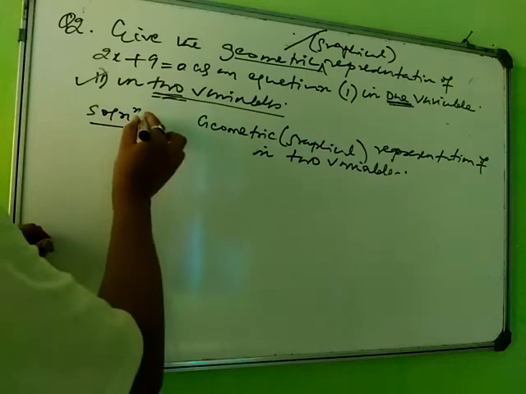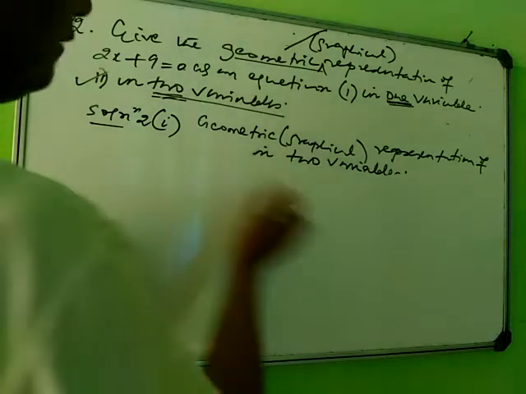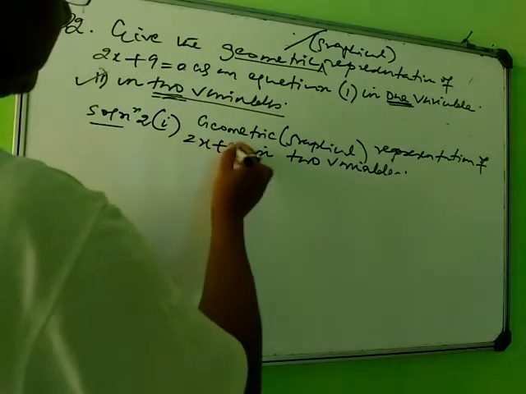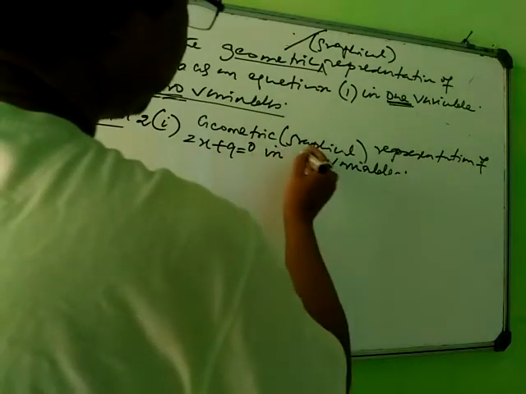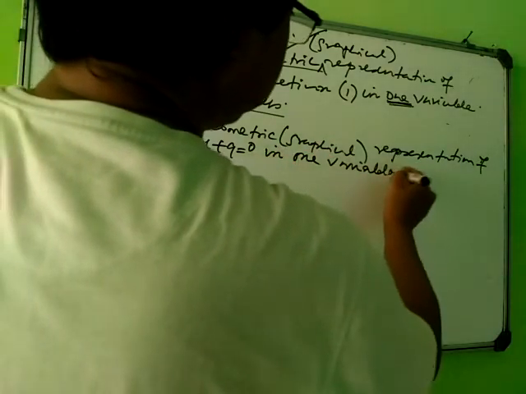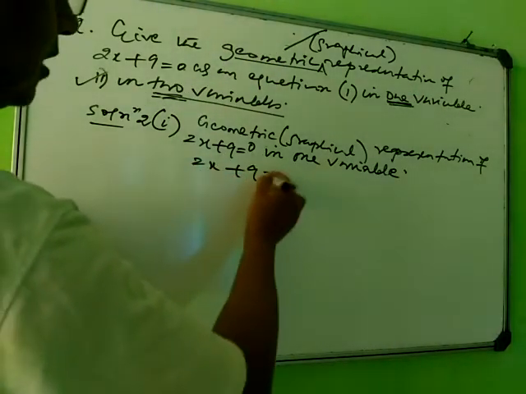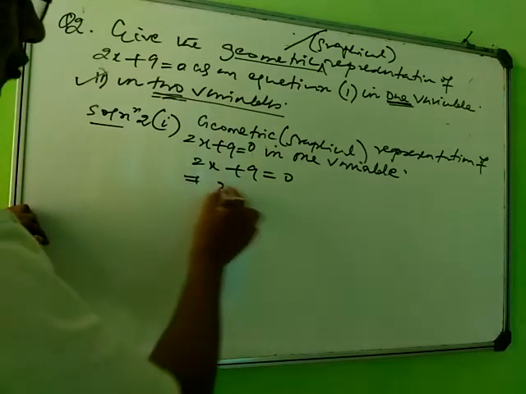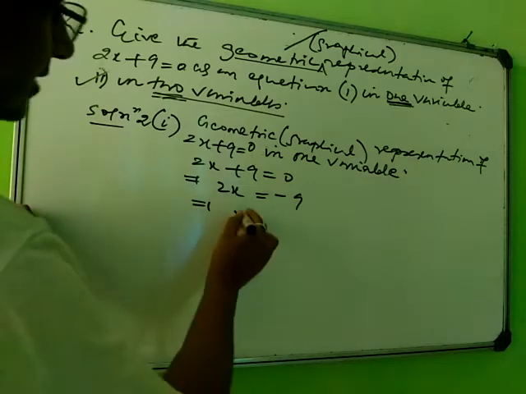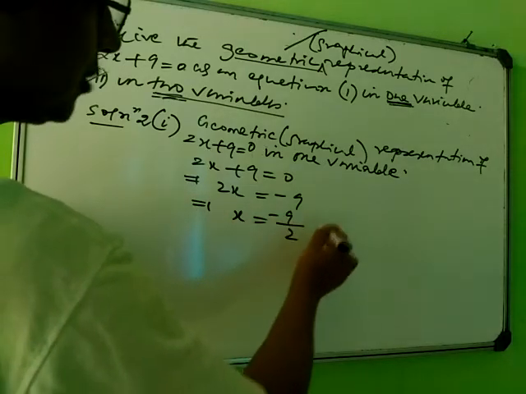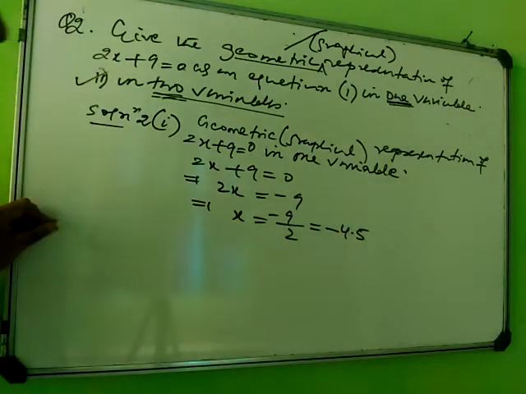Let us take solution to number 1. So it is 1 of 2x plus 9 is equal to 0 in one variable. So 2x plus 9 is equal to 0. So you solve it, minus 9, you took it that side. So x equals minus 9 divided by 2. So you got minus 4.5. That means x is minus 4.5.